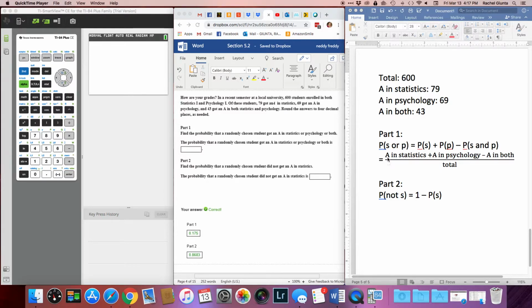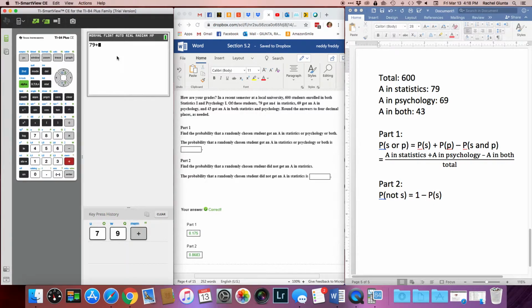but there's an easier way to do that calculation. If you do all the addition and subtraction in terms of how many students there were and divide that by the total, that will also give you the same answer a little more quickly. So A in statistics is 79 plus A in psychology, which is 69, and then subtract out the people that are in both.